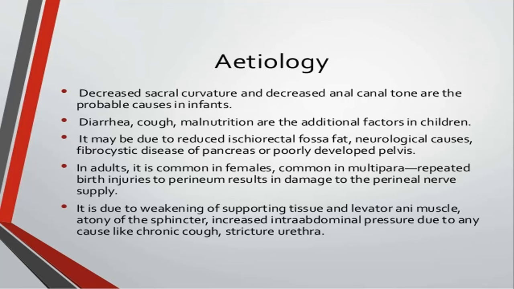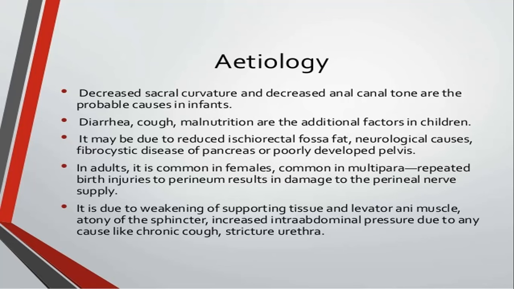In adults, it is common in females, common in multipara, due to repeated birth injuries to the perineum. So this is the most common cause in adults. A question may come to you: why is it common in females? You can answer that it is because females can be multipara, with repeated birth injuries to the perineum. So that's why it is most common in females.